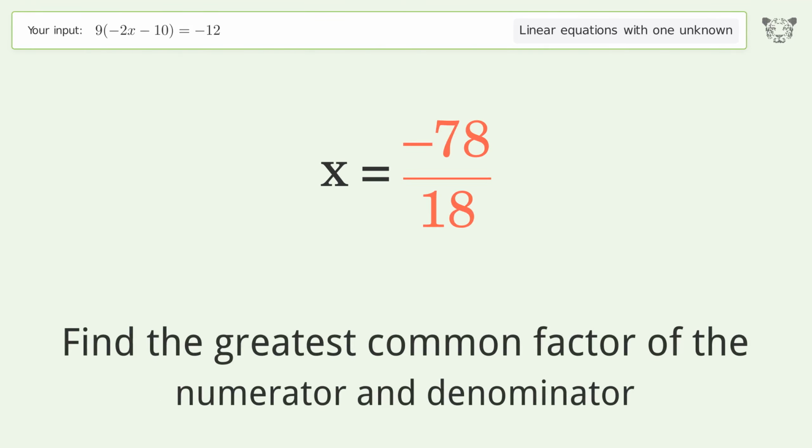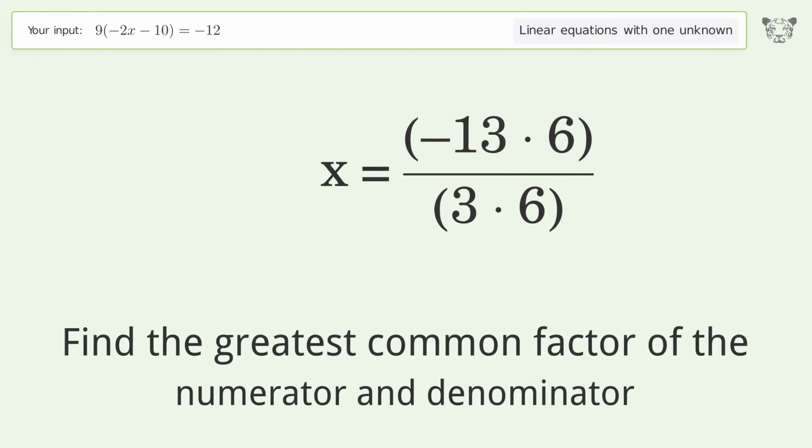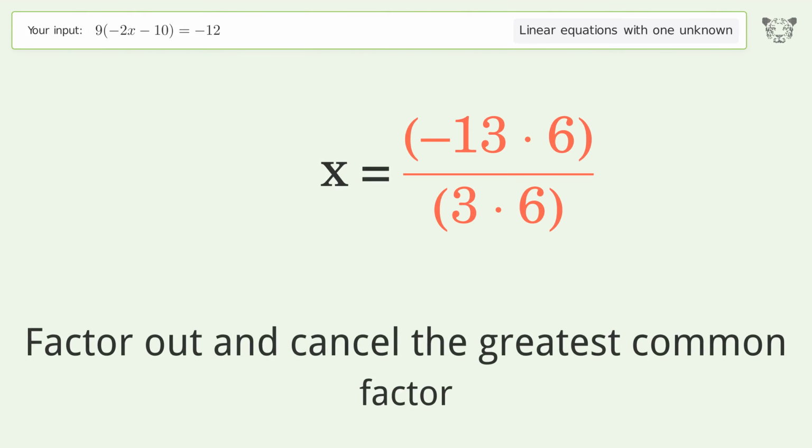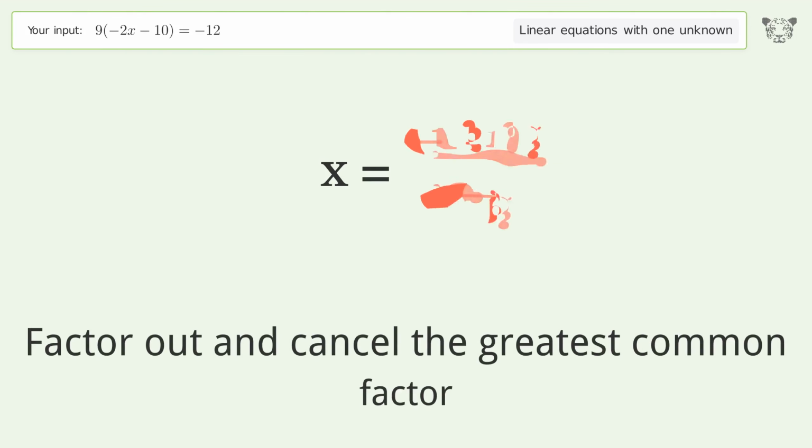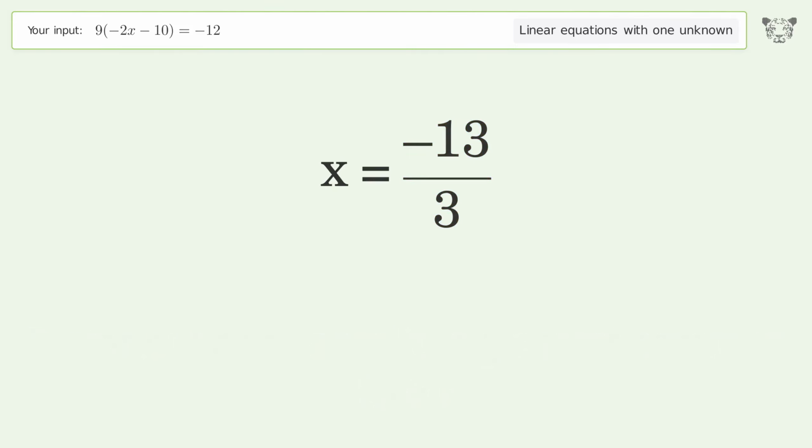Find the greatest common factor of the numerator and denominator. Factor out and cancel the greatest common factor. And so the final result is x equals -13/3.